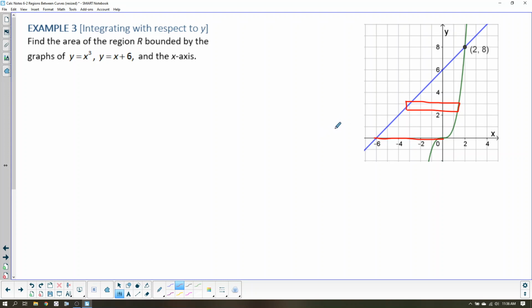Okay, now in order to do that, we would need to write these as functions of y. What that means is you just need to solve these for x. So the line's real easy. Just subtract the 6 over. So this line is really x equals y minus 6. That is the same as this function here, just solved for x.